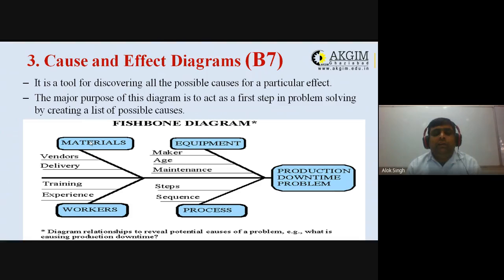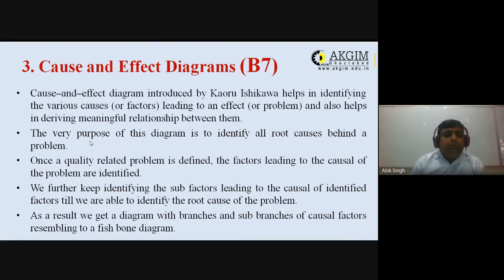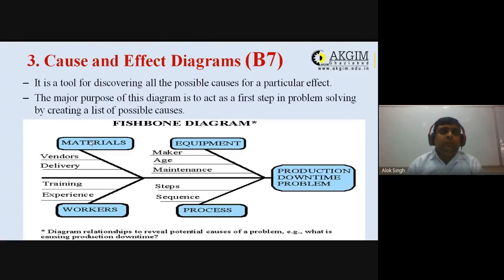So you can maintain or manage a diagrammatic representation of all the problems occurring in your production facility by using this fishbone diagram, or the Ishikawa or cause and effect diagram. We keep identifying the sub factors leading to the identified factors till we are able to identify the root cause of the problem. As a result, we get a diagram with branches and sub branches of causal factors resembling a fishbone. It is a tool for discovering all the possible causes for a particular effect.